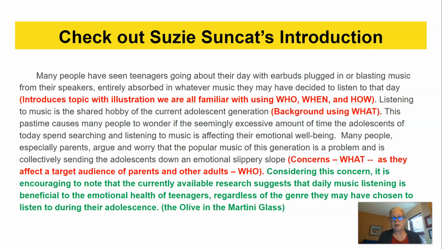This pastime causes many people to wonder if the seemingly excessive amount of time the adolescents of today spend searching and listening to music is affecting their emotional well-being. That ends up making it a little problematic. It's raising some questions. Many people, especially parents, getting even more focused, argue and worry that the popular music of this generation is a problem and is collectively sending adolescents down an emotionally slippery slope.